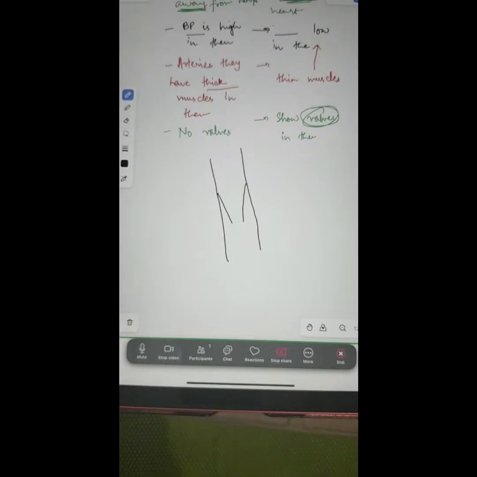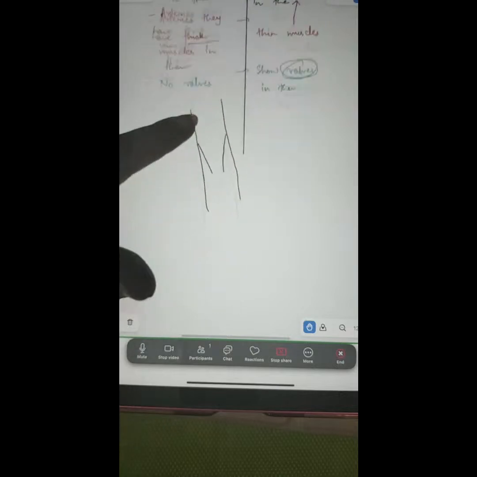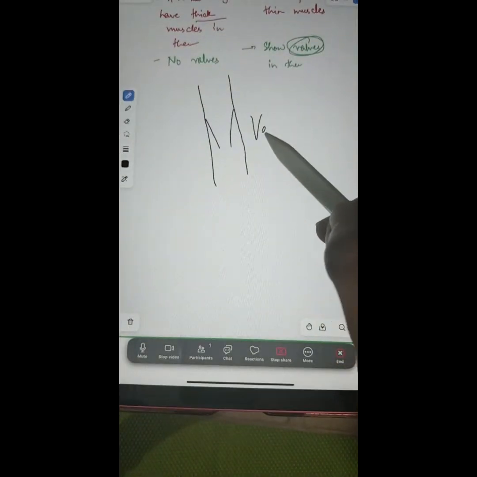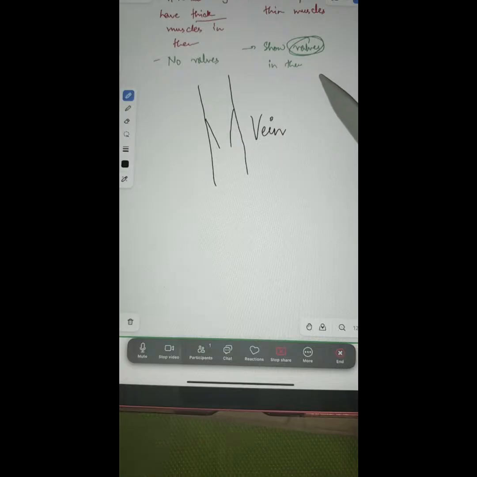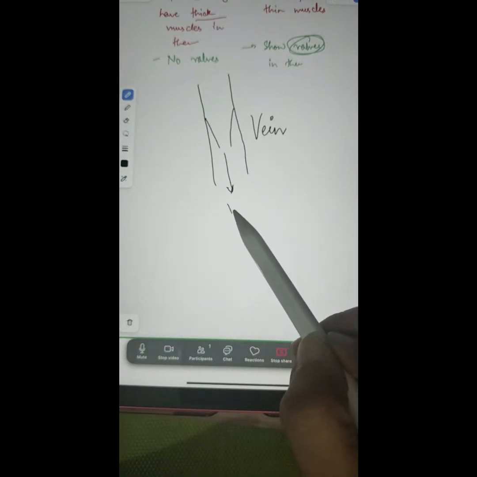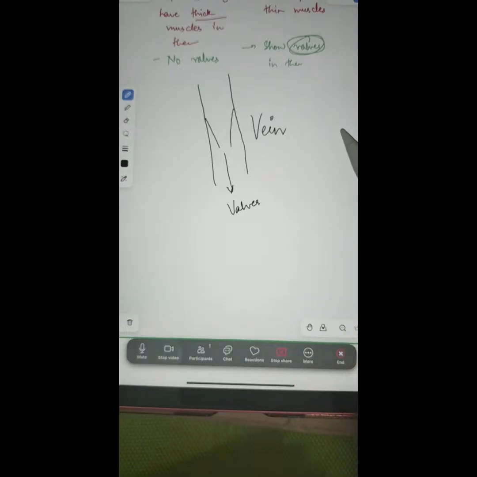So this is going to be the vein. How I have come to this conclusion: because these structures which are shown here, these are the walls, and walls are only there in the veins, right?